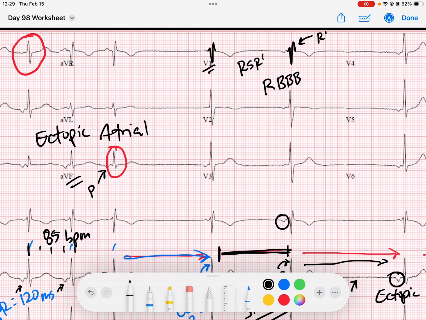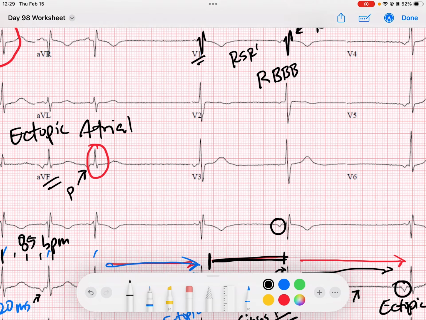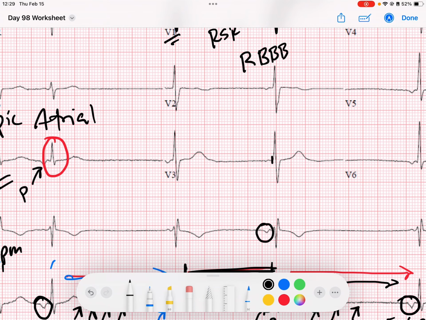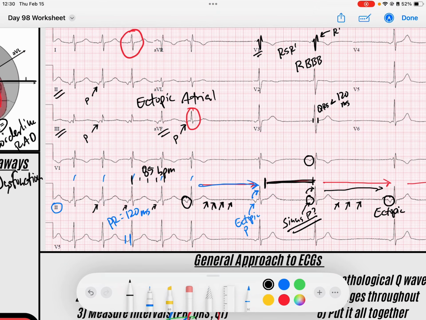However, in this case, the QRS is narrow. If you look at the QRS width, my QRS is less than 120 milliseconds. So we can't call this a complete right bundle branch block. We can call this an incomplete right bundle branch block. And so that just means that the right bundle branch is diseased, but not completely blocked. And so we're getting just some late forces that are not too much that's causing it to completely widen.